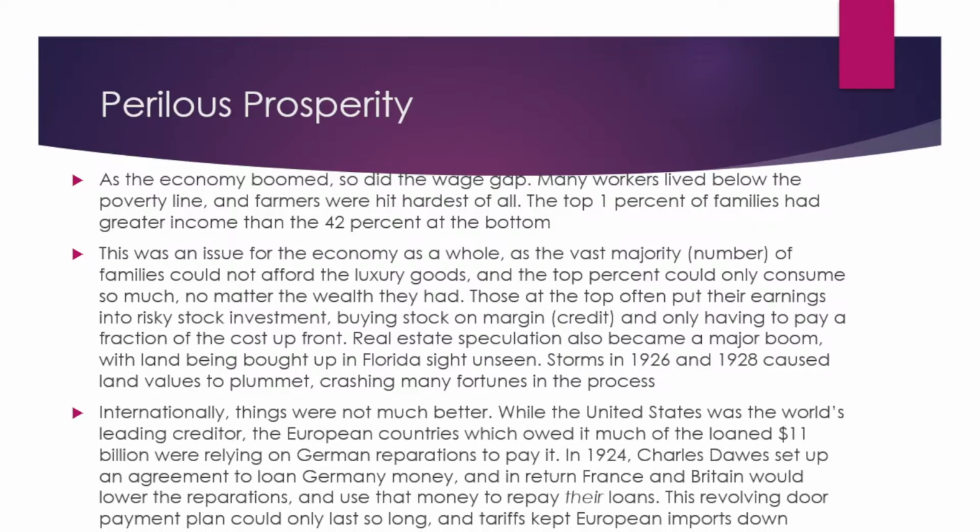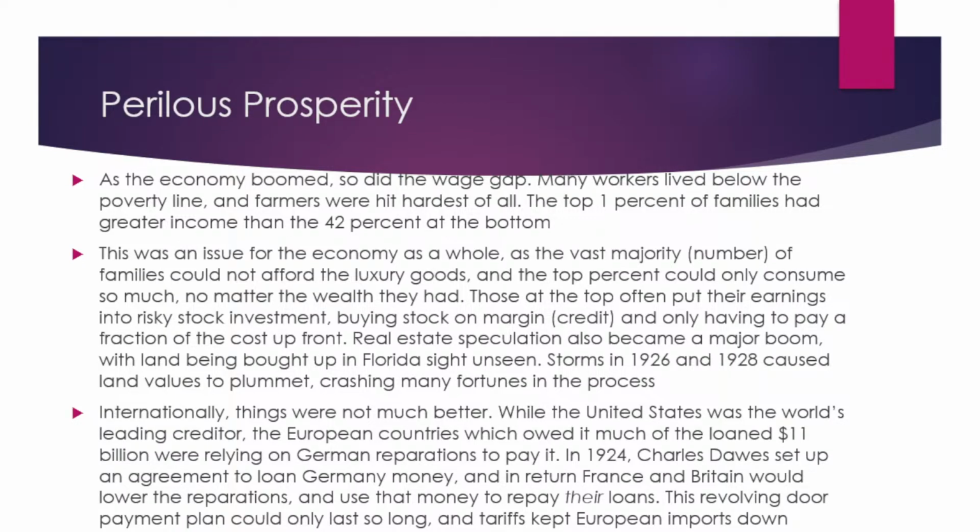And then internationally, things were about the same. We were the world's leading creditor, but European countries owed much of their $11 billion to America, and they relied on Germany to make reparations, but Germany's economy was destroyed in the war. So you can't really rely on a country that has basically been destroyed to pay you $11 billion so that you can pay off your debt to another country.